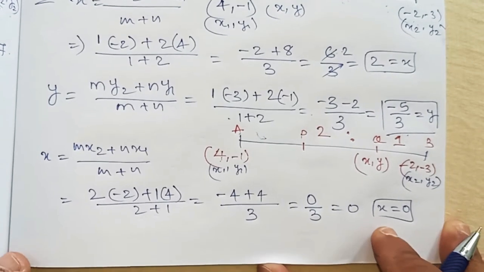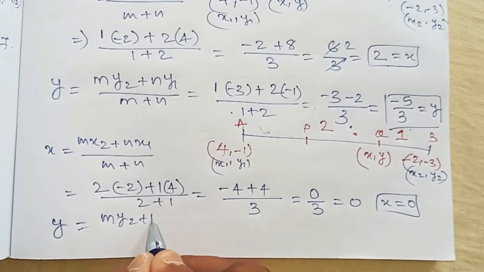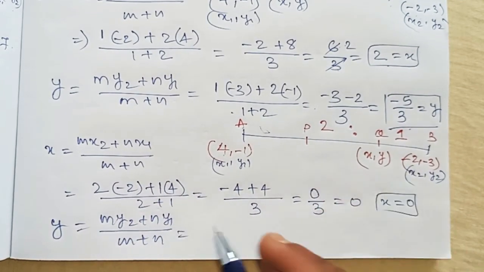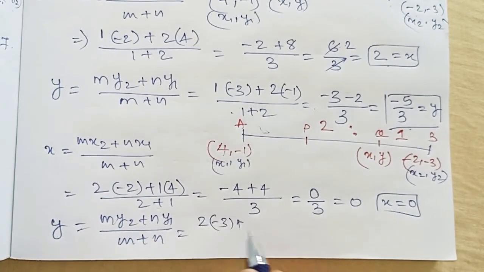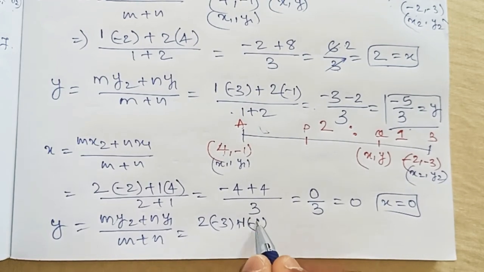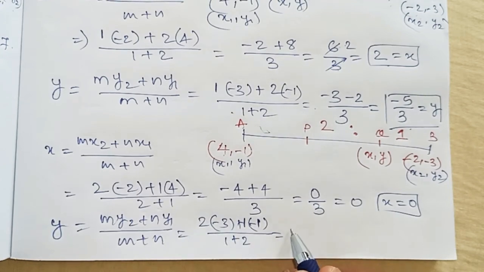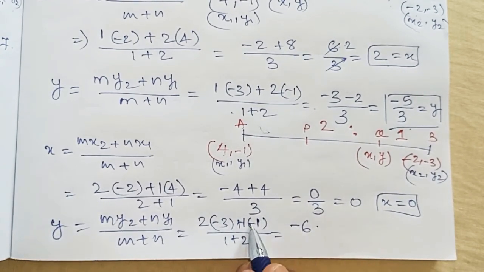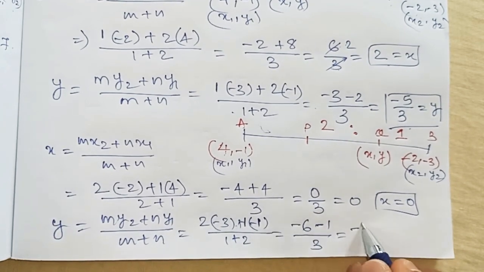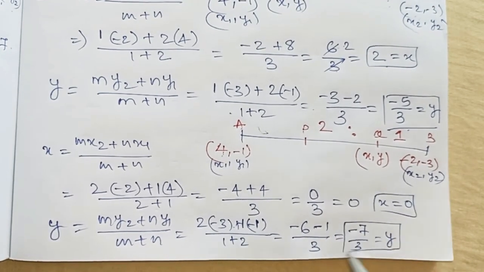Now the value of y equals my2 plus ny1 by m plus n. m is 2. 2 into minus 3 plus 1 into minus 1, divided by 1 plus 2. Now 2 into minus 3 is minus 6. Minus plus minus 1, by 3. Minus minus plus, so minus 7 by 3. This is the value of y. Minus 7 by 3 is the value of y.